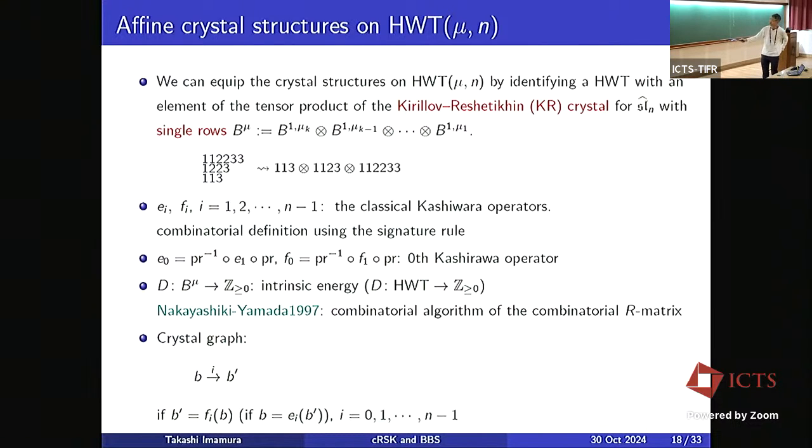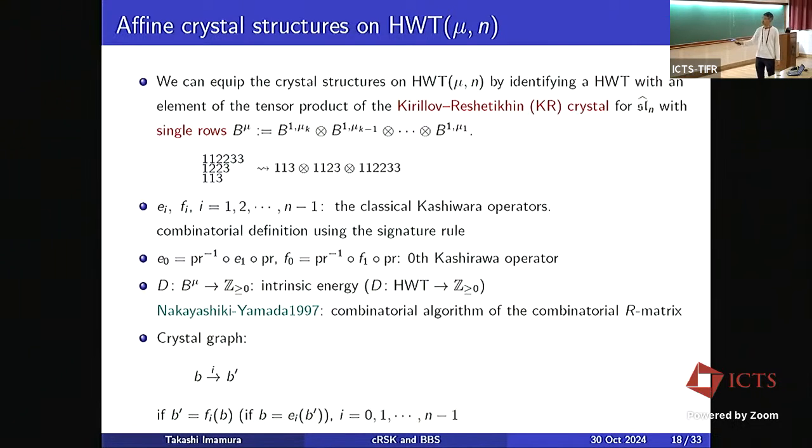And for these elements, we consider the Kashiwara operators, the classical ones and the zeroth Kashiwara operator, by using a certain combinatorial rule called the signature rule. Sorry, I want to omit the details of this rule. And also we can define and compute the energy D, which is the intrinsic energy. This can be computed by the combinatorial algorithm by Nakayashiki and Yamada.